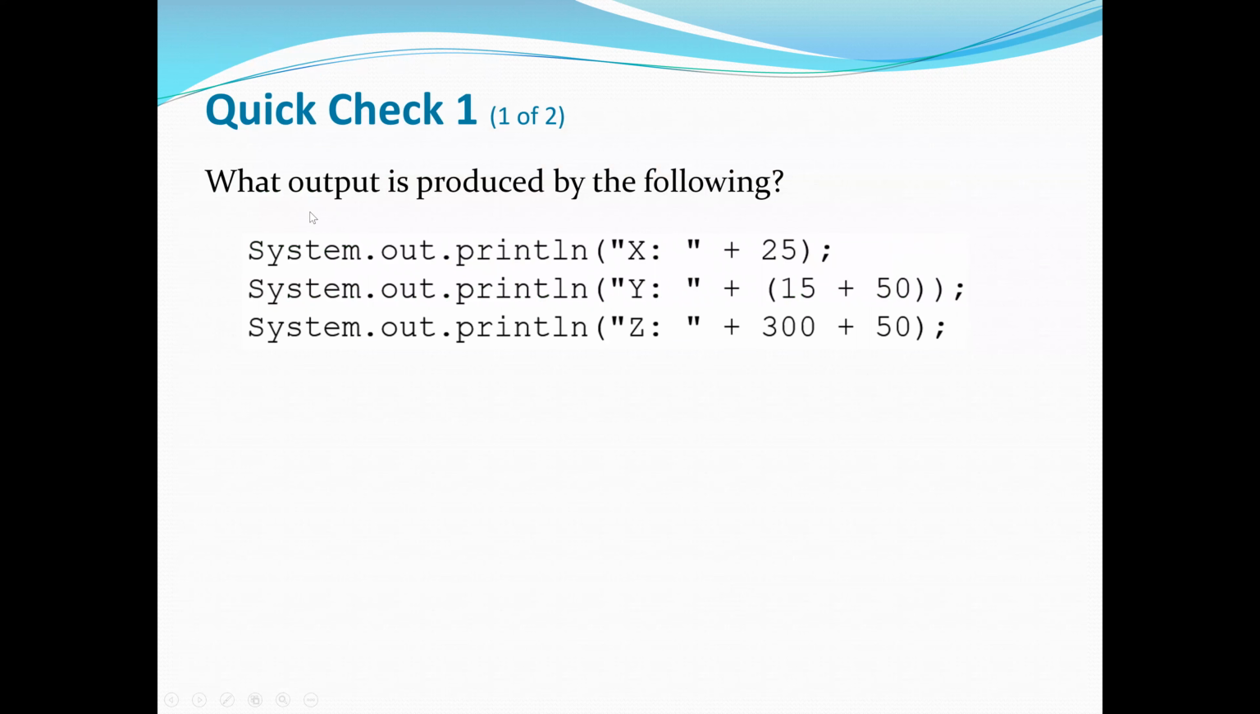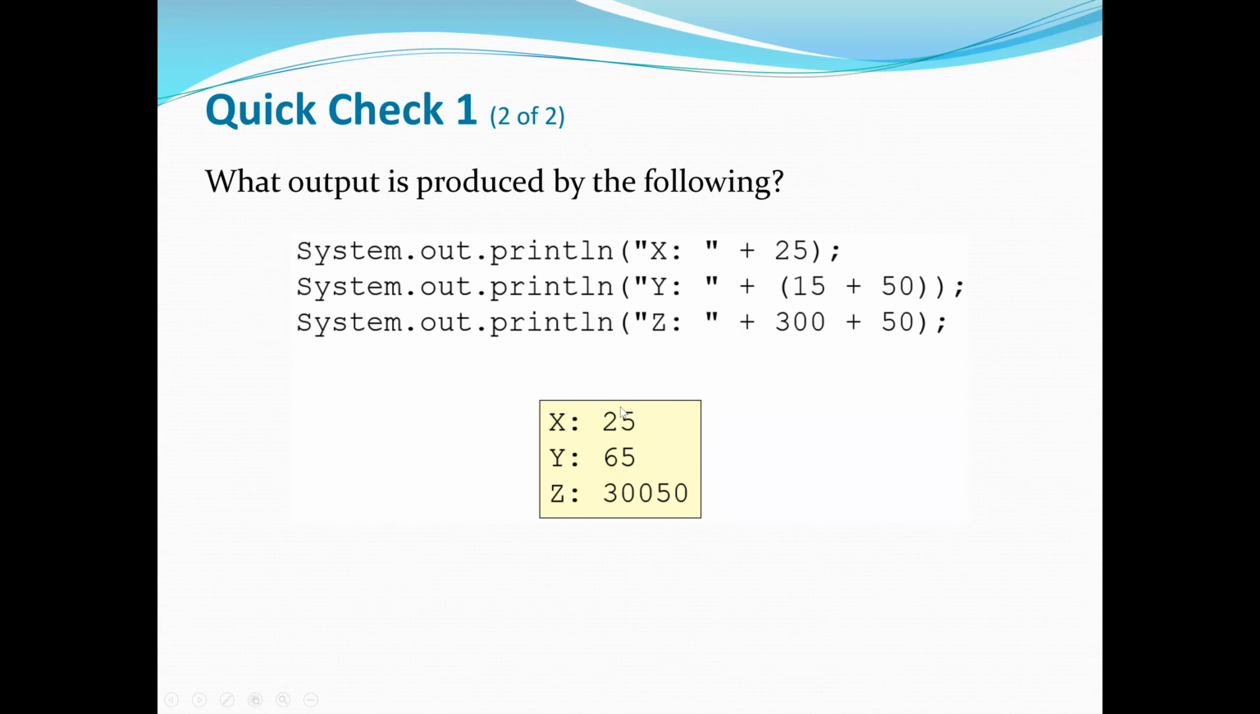Now let's check out this. What output is produced by the following? We have System.out.println. X is a string plus 25. So our output here will be X and 25. The second, we have Y, which is a string plus, but here we have a parenthesis. So we are going to add 15 plus 50 first, which will give us 65. So we get Y 65. Then Z, we are going to get 350, so that will be 30,050. Because there was no parenthesis, we are going to join Z with 300, and later we join the 300 with the 50. So let's look at the output.